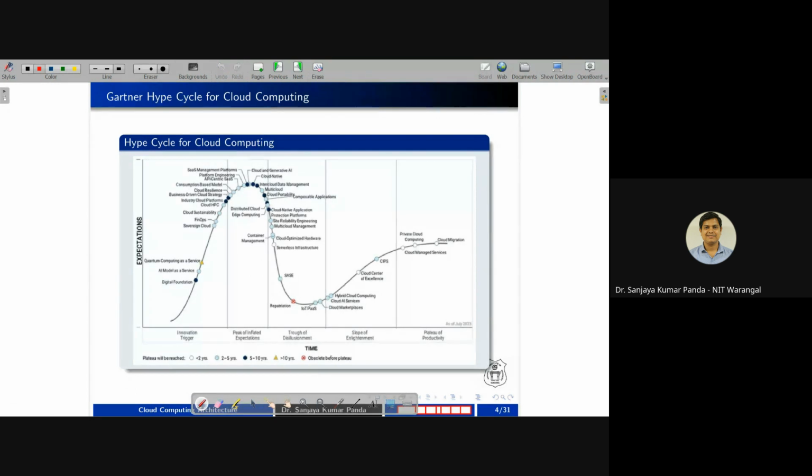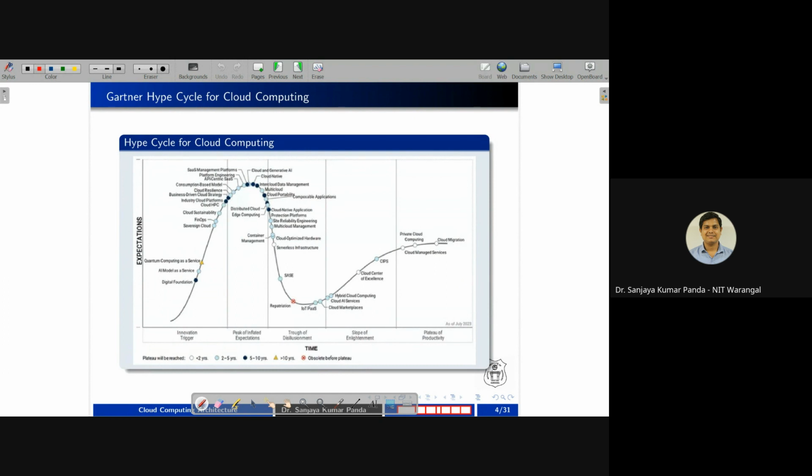So here you can see there is a hype cycle. This hype cycle is for cloud computing, and this hype cycle was released in July 2023 by one of the research and development firms. We call that firm Gartner. So Gartner releases this hype cycle twice a year, probably in the month of July of every year, and another in the month of January.